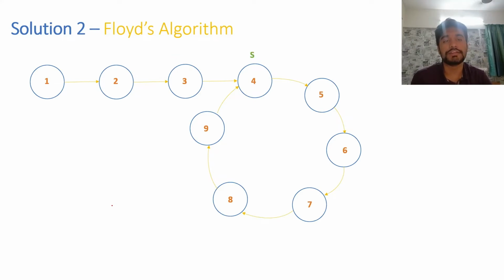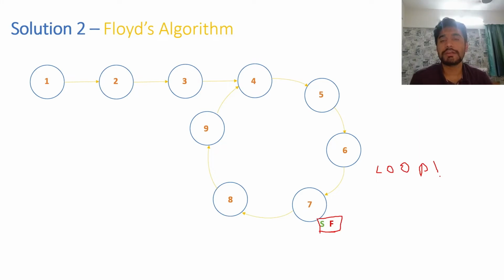In the next iteration, S arrives at 4, F arrives at 7. Then S arrives at 5, F arrives at 9. Then S arrives at 6, F arrives at 5. Then S arrives at 7 and F also arrives at 7. At this stage, we can see that the slow as well as fast pointers have reached the same node, that is, S is equal to F. And according to Floyd's algorithm, we conclude that this linked list contains a loop, which is also true because we can see that this linked list contains a loop.